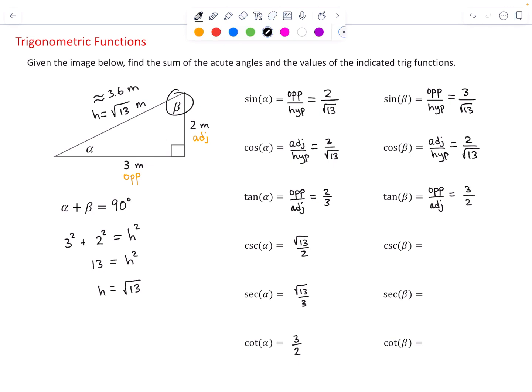And now the remaining 3 trig functions are simply the reciprocals of the first 3 trig functions. Cosecant of beta is the reciprocal of sine of beta, so we have radical 13 over 3. Secant of beta is the reciprocal of cosine of beta, giving us radical 13 over 2. And the cotangent of beta is the reciprocal of tangent of beta, giving us 2/3.